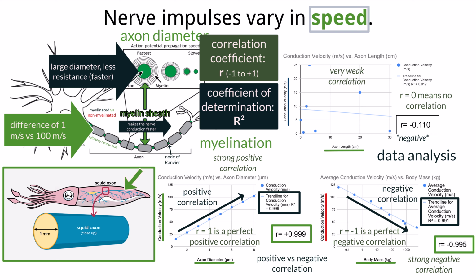and conduction velocity. When we calculate R squared, the value is 0.012, indicating that less than 1% of the variation in conduction speed is explained by variation in axon length. There is a weak correlation, and we can say fairly confidently that conduction velocity is not impacted by axon length. So when you analyze real biological data, like how axon size affects nerve speed, look for both the correlation coefficient, R, and coefficient of determination, R squared value, to evaluate how meaningful and reliable the relationship is.